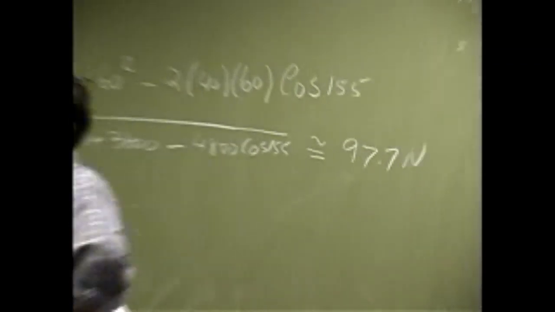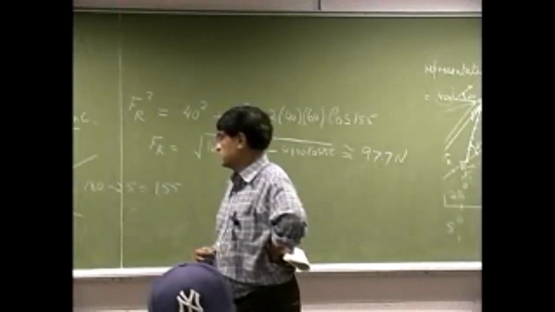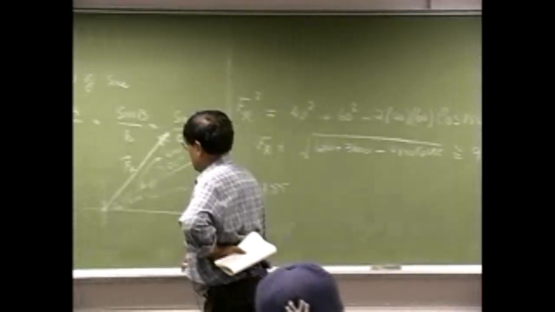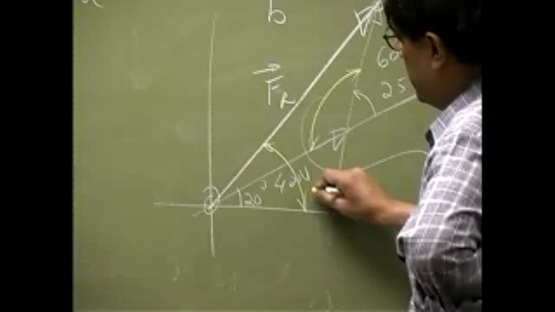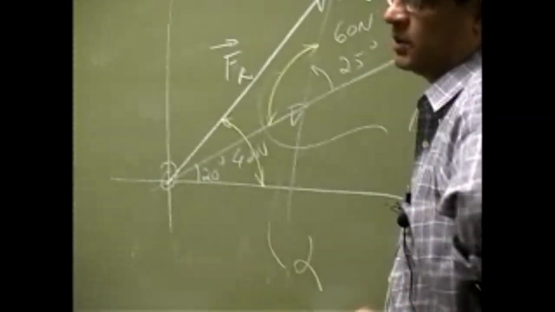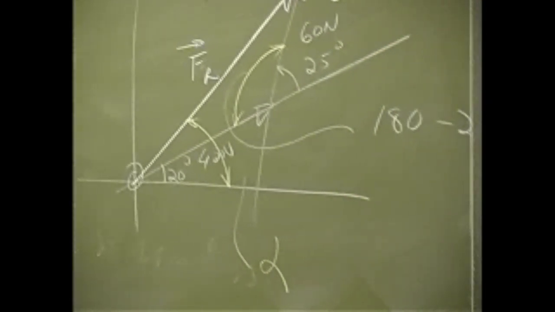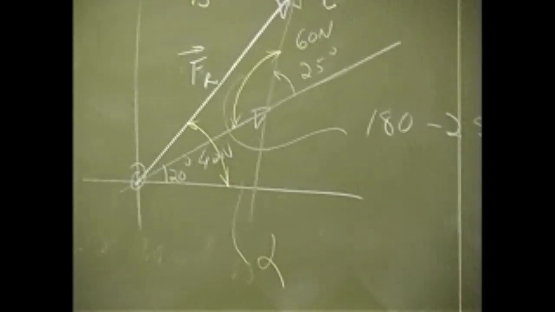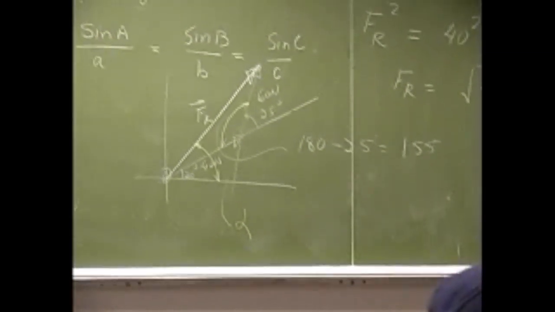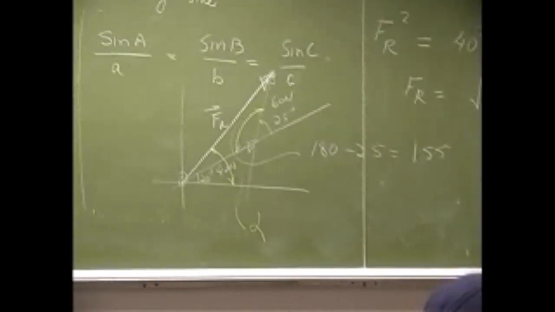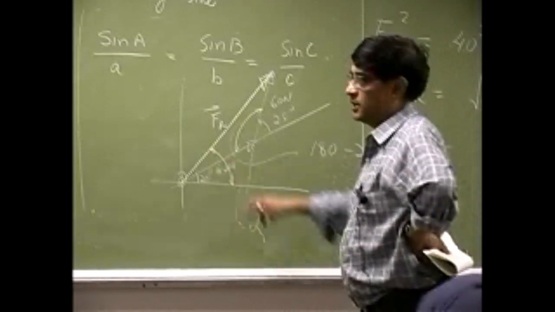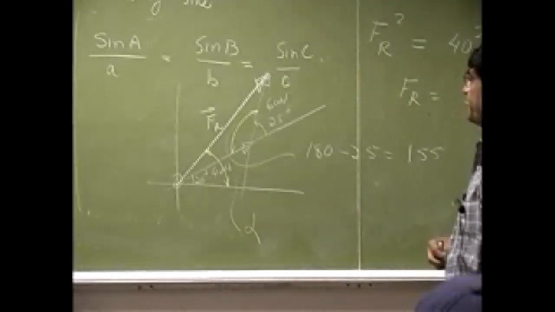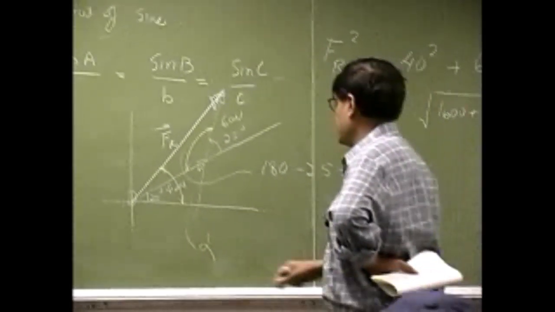The next thing we need is the direction. When I say we need the direction, we're really looking at this angle. We want this angle alpha to find the direction of the force. Because anytime when you look for the force, you need to look for the magnitude as well as its direction. So we found the magnitude, we need to find this angle.